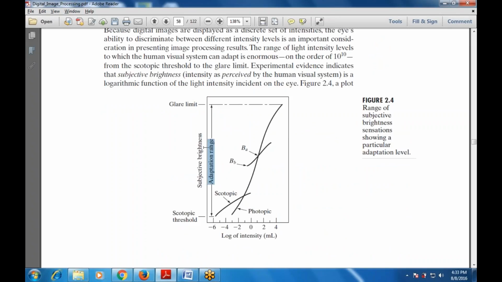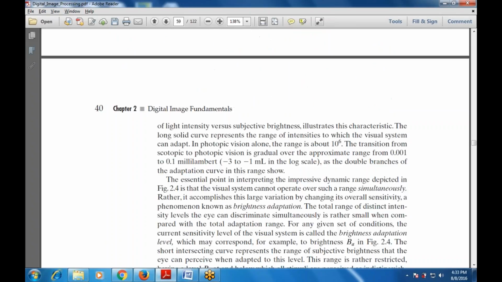There is the adaptation range, there is the subjective brightness, and there is the scotopic threshold, log of the intensity. The essential point about brightness adaptation is that when we use a range simultaneously, the total range of distinct intensity levels the eye can discriminate simultaneously is rather small when compared with the total adaptation range.